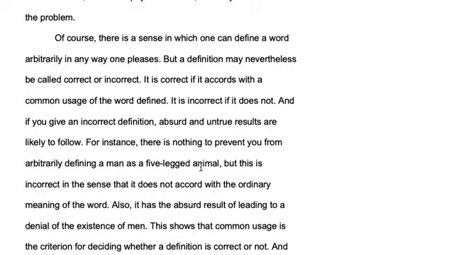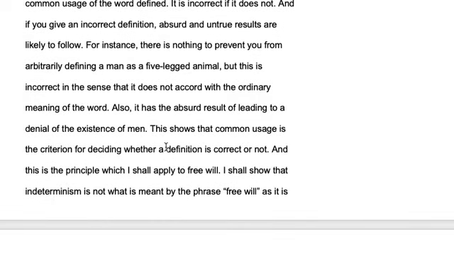So what is the point of this paragraph again? It's to let us know how it is that we go about deciding whether a definition is correct or incorrect, right? And he gives us the standard for doing that at the end. And what I would do is I would underline this shows that common usage is the criterion, the standard, if you will, for deciding whether a definition is correct or not. And then he goes on. So I would underline that part. So he's citing the standard or principle or criterion by which he'll decide whether a definition is correct or not. And of course, he's talking about free will specifically. And that's what he tells us right after that.